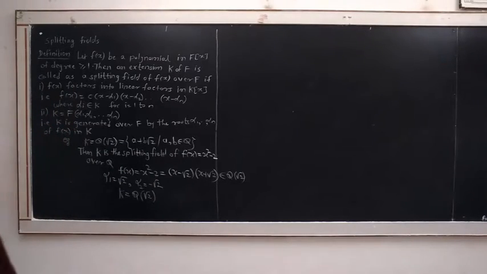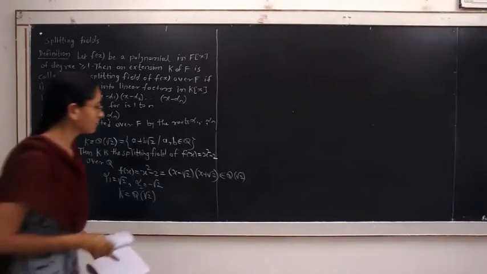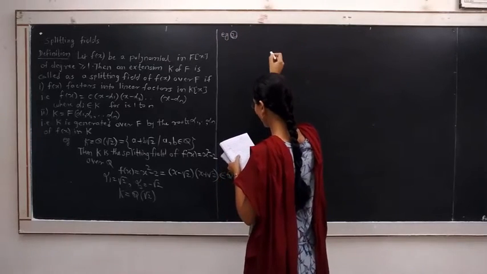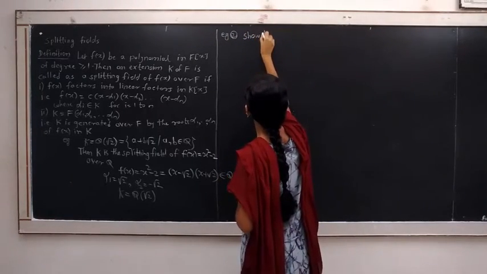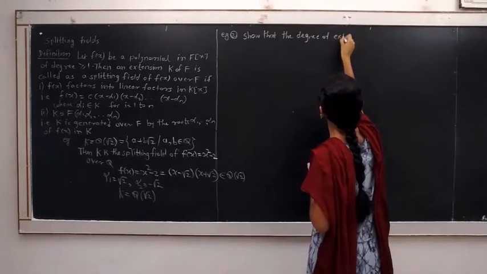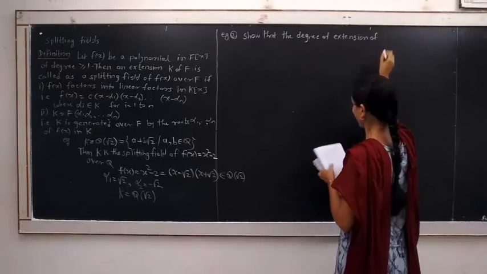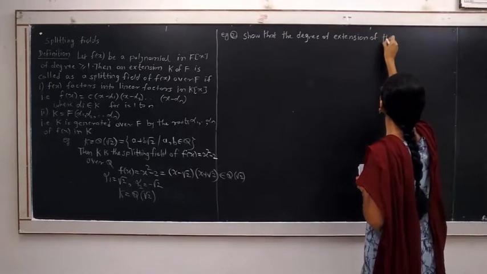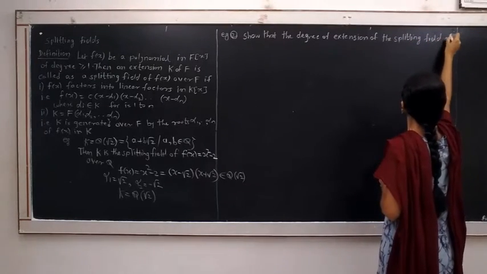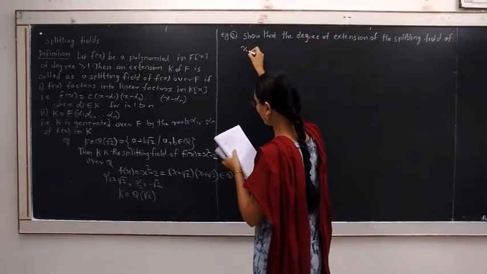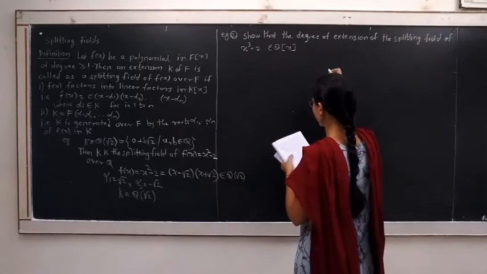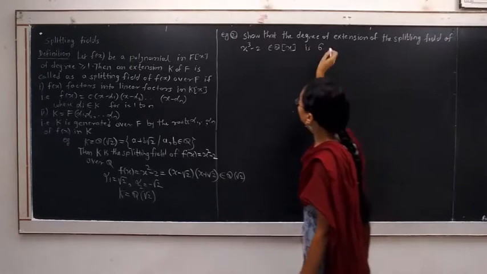The other example is, second example, we have to show that the degree of extension of the splitting field of polynomial x cube minus 2 belonging to Q[x] is 6. Solution.